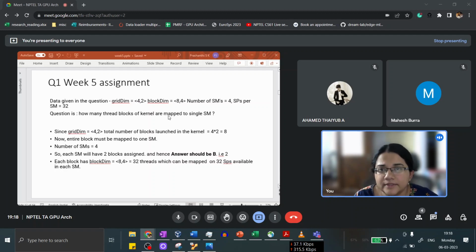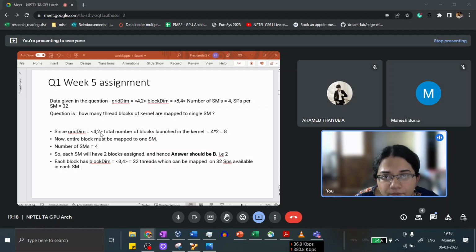So let's go through this. The person asking the question says the data given in the question is: grid dimension is 4 x 2, block dimension is 8 x 4, number of SMs is 4, SPs per SM is 32. How many thread blocks of the kernel are mapped to a single SM? This is the way the person has worked it out.